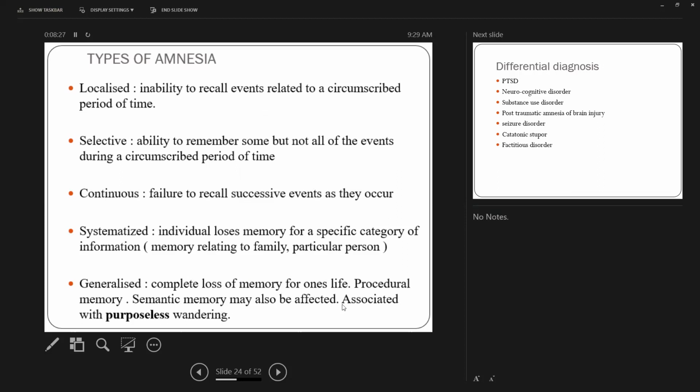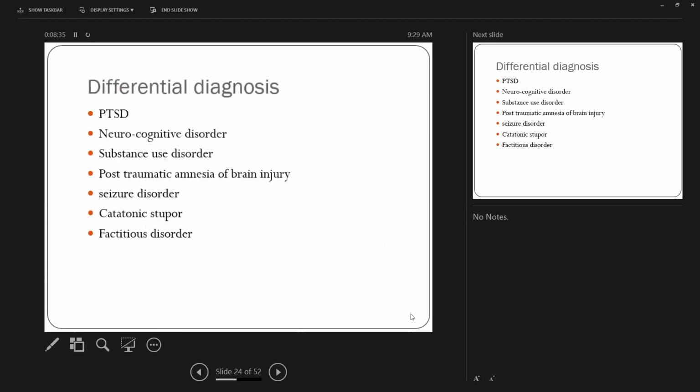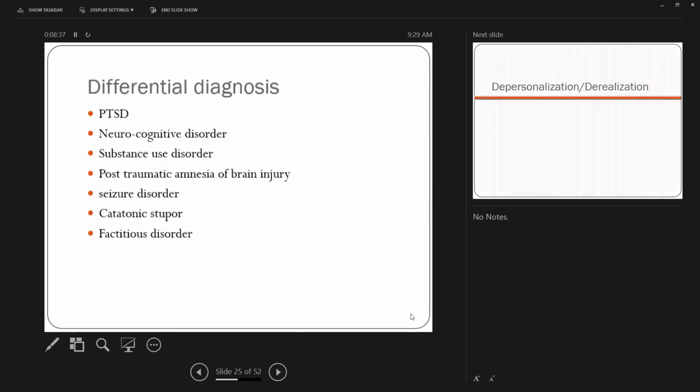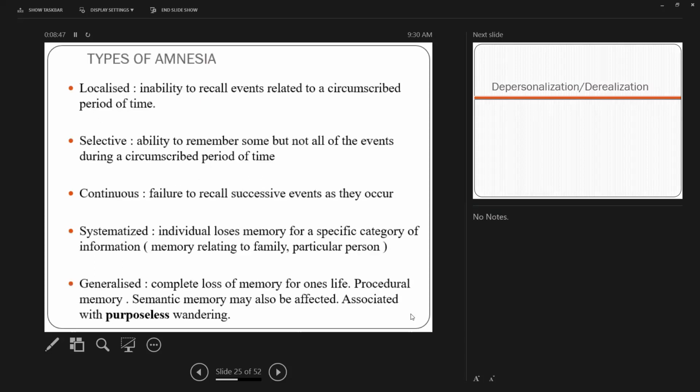Procedural memory and semantic memory may also be affected, and it is associated with purposeless wandering. In dissociative fugue, there is purposeful wandering. It is purposeless wandering in amnesia. Now, the differential diagnosis is post-traumatic stress disorder, neurocognitive disorder, substance use disorder, post-traumatic amnesia of brain injury, seizure disorder, catatonic stupor, and factitious disorders.